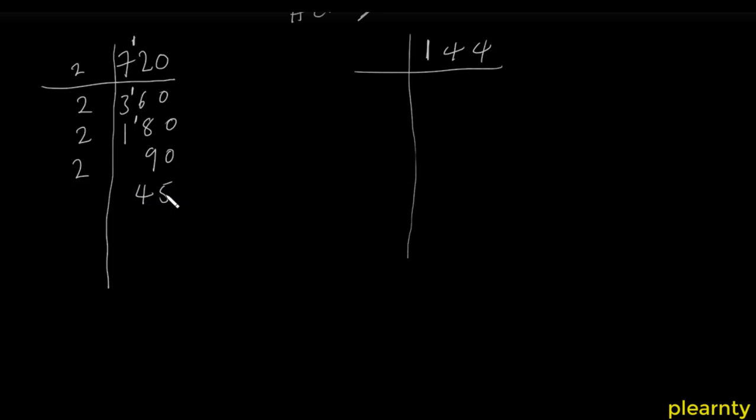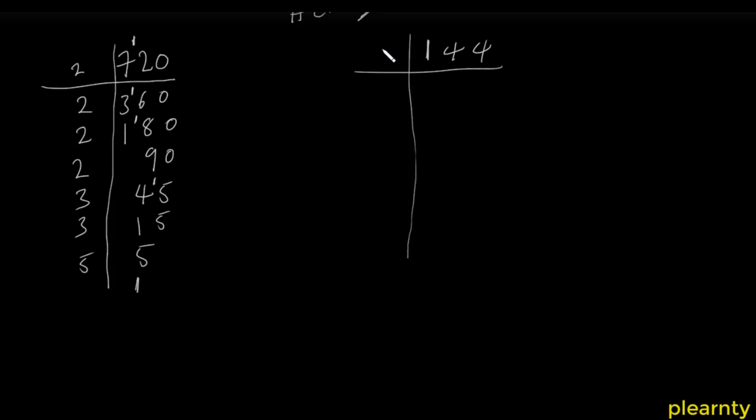You can divide 45 by 3 because 4 plus 5 is 9 and 3 would divide 9. Remember our divisibility theory. So by 3, you have 1, bring 1 here, you have 5. This can also be divided by 3, you have 5, and 5 gives 1. These are the prime factors here.